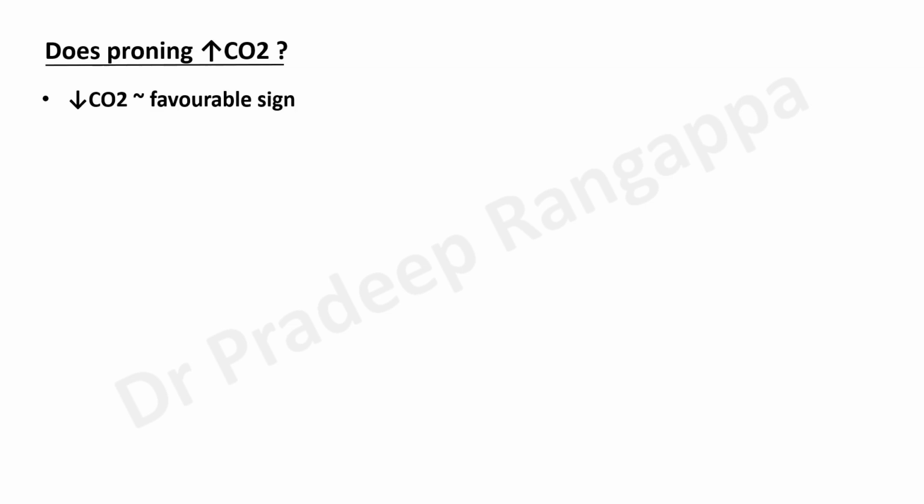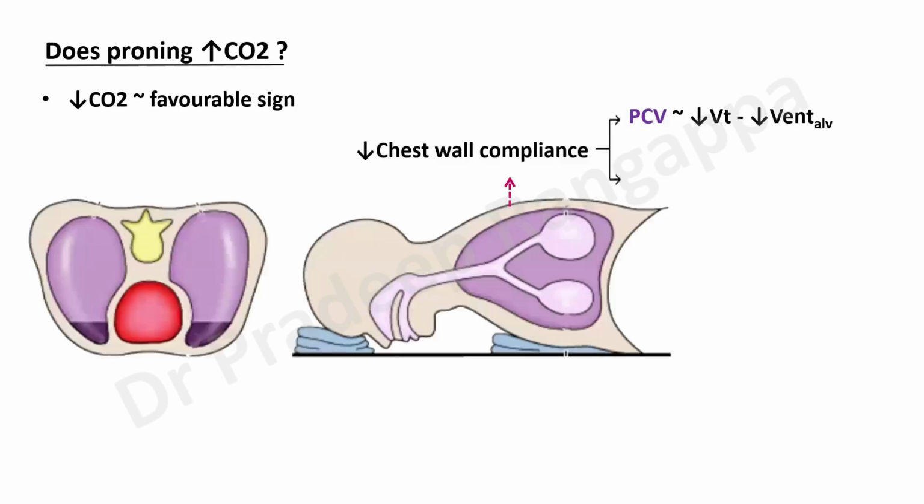After proning, our expectation is carbon dioxide should come down. And if carbon dioxide comes down, oxygen improves. That is a favorable sign telling you that proning is really helping the patient get better, and maybe it would help you to prognosticate that the patient may do well with proning. But very often CO2 can go up.